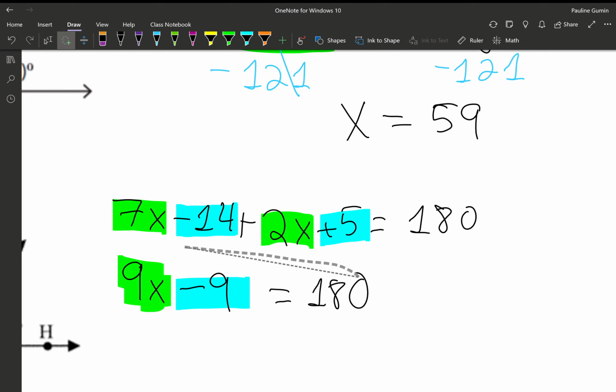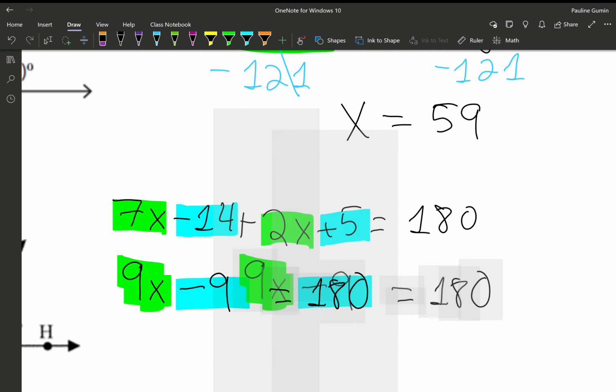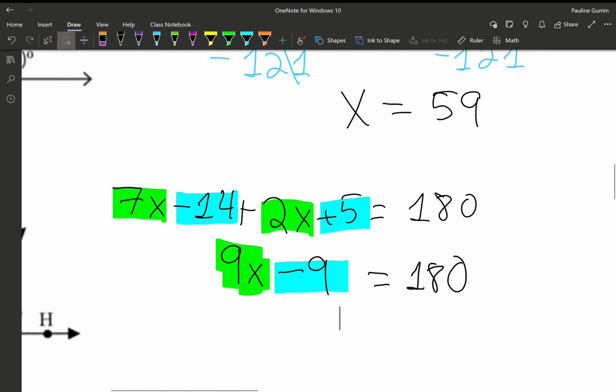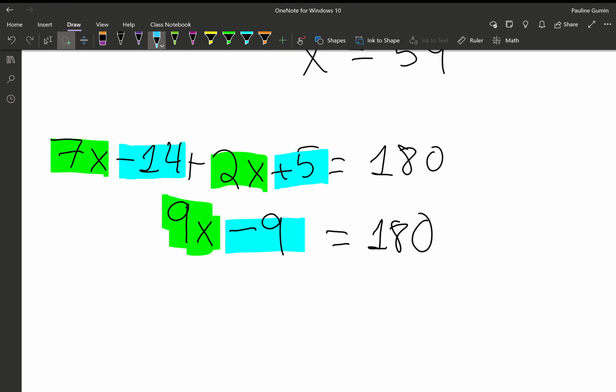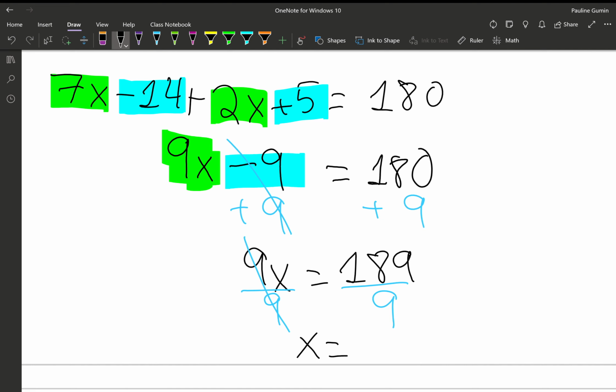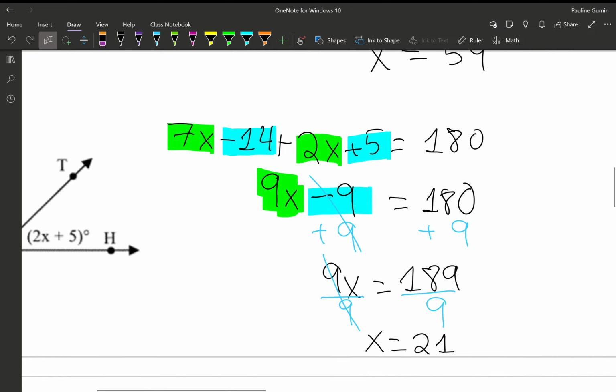I'm going to move this over so it kind of lines up a little bit better. There we go. All right. The next step is to add 9 to both sides, because that undoes the subtraction. Now we're left with 9x equals 189. And we finish up by dividing both sides by 9. X equals 21. All right. Not too bad. A little longer than usual, and 2 pairs of like terms this time.